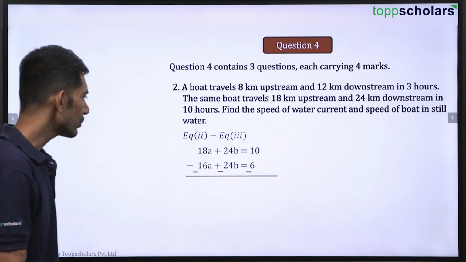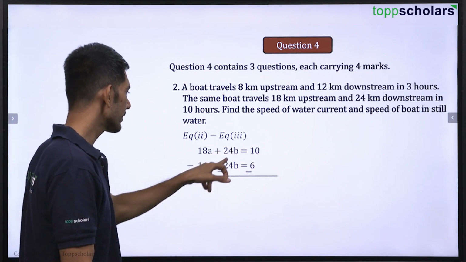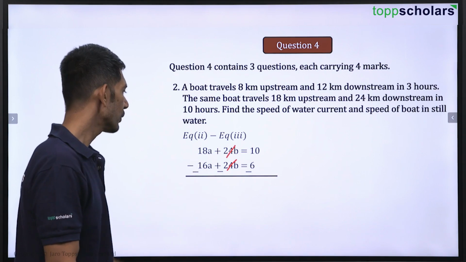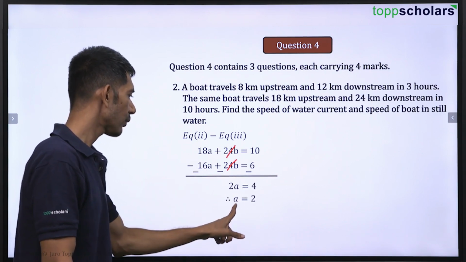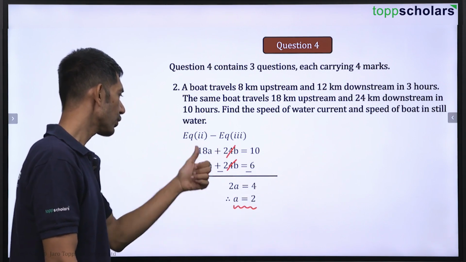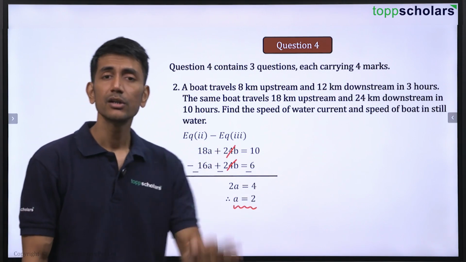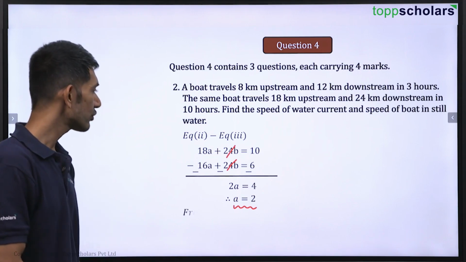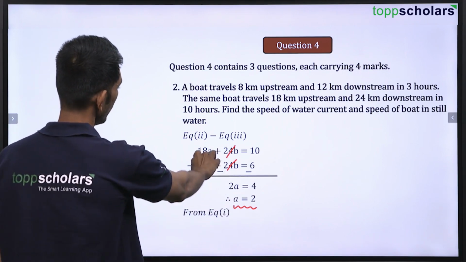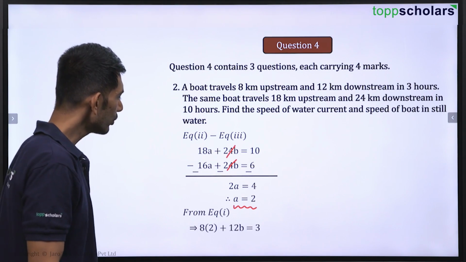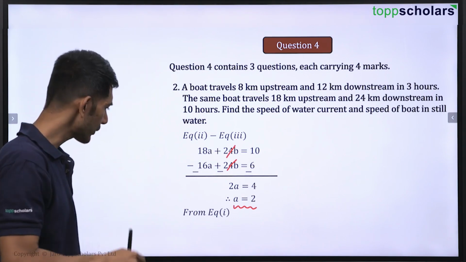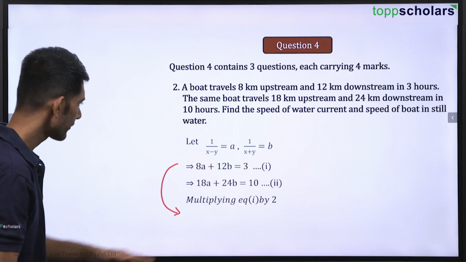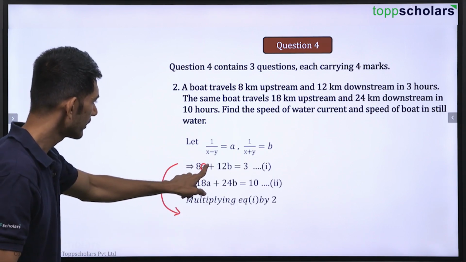And then you can subtract the two equations. Once you subtract them, this gets cancelled. You get 2a is equal to 4, so a is equal to 2, right? And once you get the value of a as 2, you can substitute it over here to get the value of b. Now once you substitute, over here you get 8 into 2 plus 12 into b. We are putting it in equation 1. I hope you remember what equation 1 is. You can go and check back here. Here we are putting a.